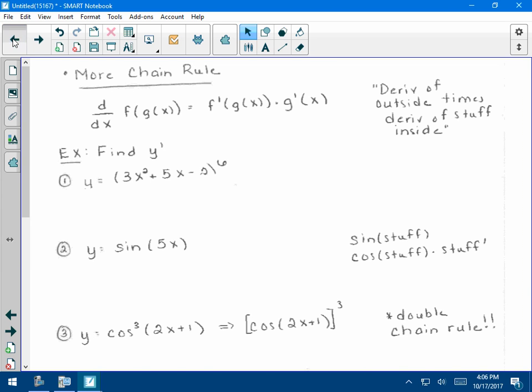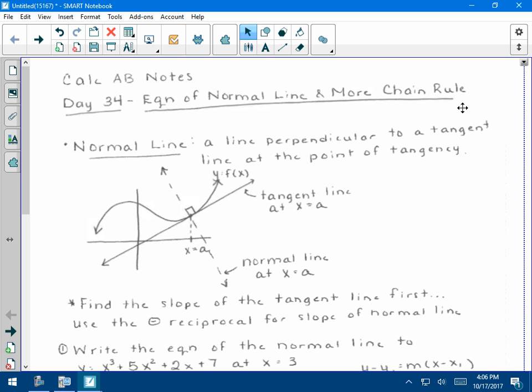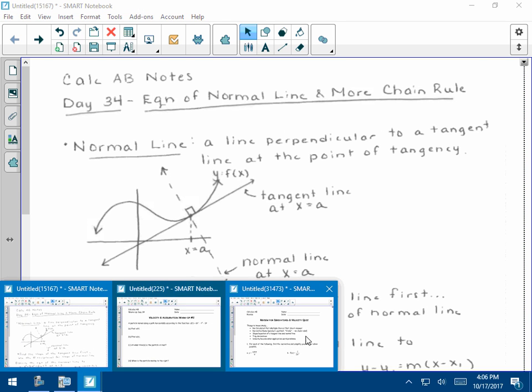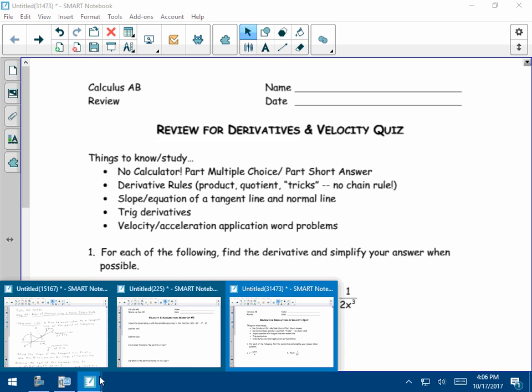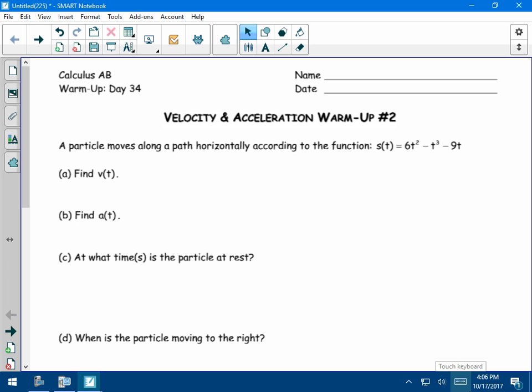You hopefully also have a sheet that looks like this, some notes that I've partially written out for you like yesterday, and you should have a review for derivatives and velocity quiz that looks like that. So hopefully you've got those 3. I want to start with this, so put that on top. All right, so your quiz tomorrow is going to have at least one question on velocity and acceleration. So I want to go through this warm-up together.